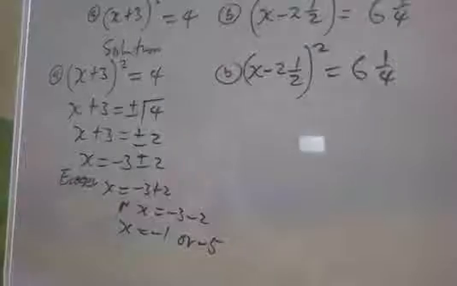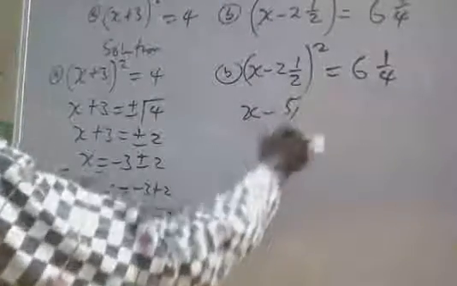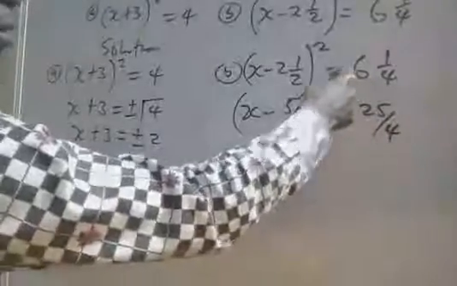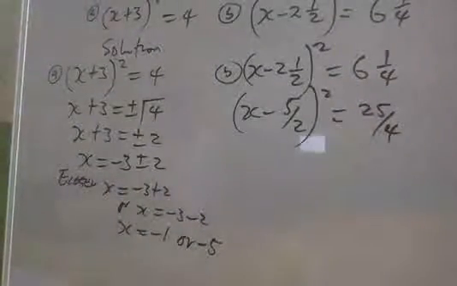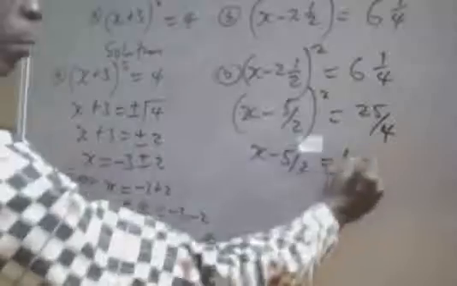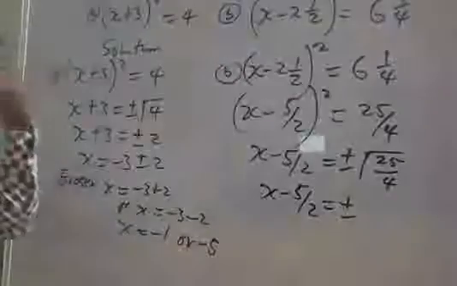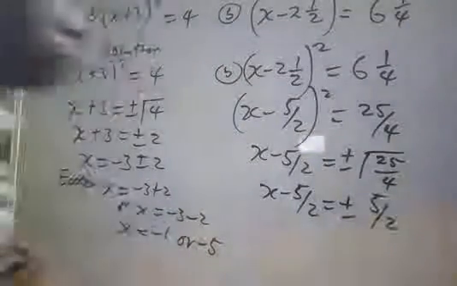So this will give us, this is square, this will give us s minus 2 times 2 is 4 plus this, that is 5 over 2 all square will be equals to 25 over 4. 4 times 6 is 24 plus 1 is 25. So if you take your square to the other side, you have s minus 5 over 2 will be equals to plus or minus the square root of what? Of 25 over 4. So s minus 5 over 2 is plus or minus your 5 over 2.